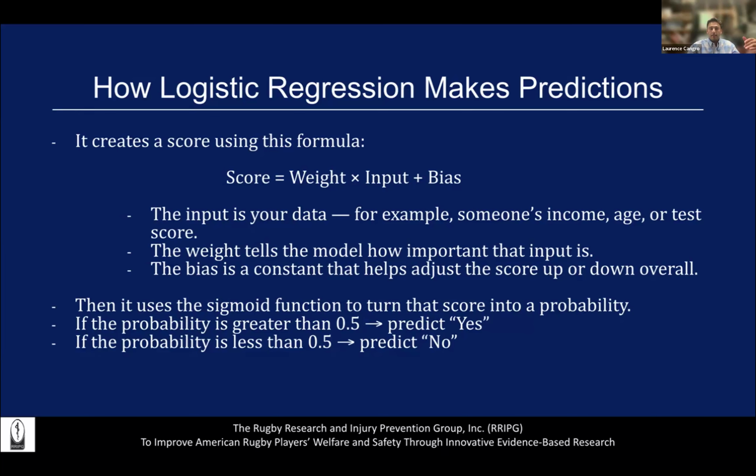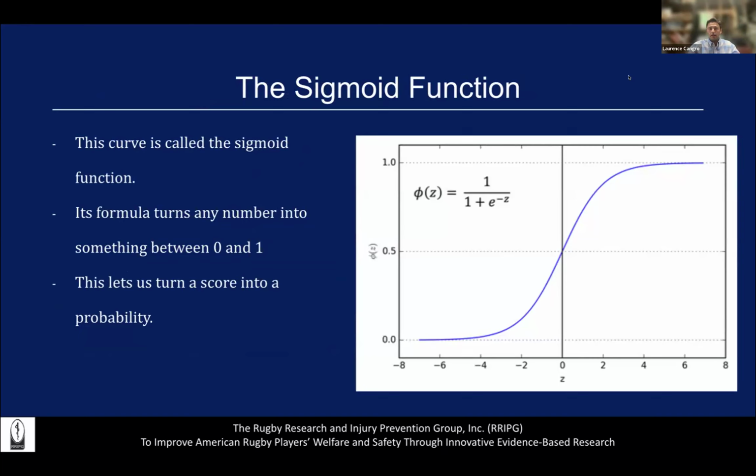And once you get that score, you can convert it to a probability. If the probability is greater than 0.5, that's going to be a yes. And if it's less than 0.5, that's going to be a no. Using that score we just talked about, this is how we get our probability. You see this equation over here on the right. This is a sigmoid curve here. And the formula is going to turn that score we just talked about into any number between 0 and 1. And this is going to let us calculate that probability we're looking for, that yes or no answer.